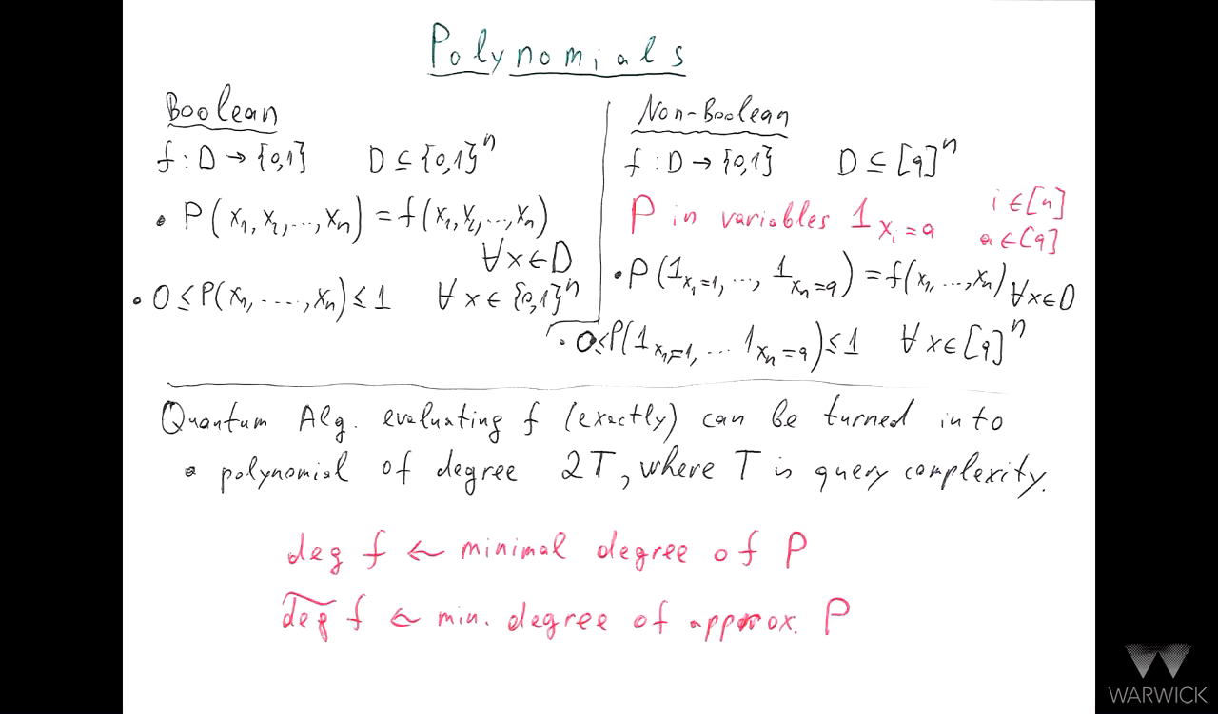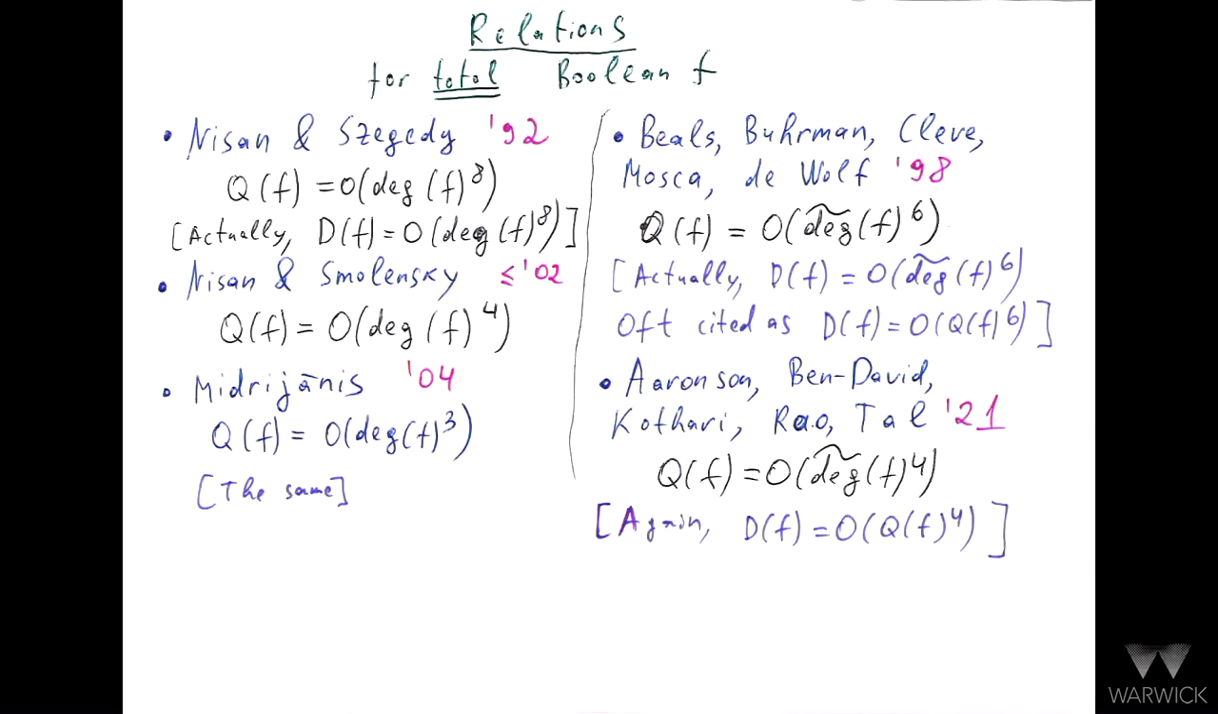Okay, so how do we get to the next slide? Now there are known relations between the two for total functions. We just consider total functions, so the domain is equal to the hypercube, and also Boolean. It seems like there are a lot of relations here, but I'm slightly cheating, or not cheating, I don't know, because the original context was slightly different.